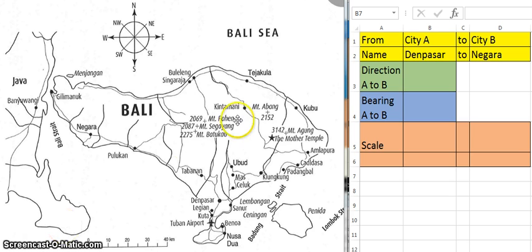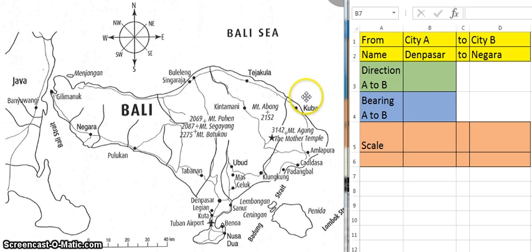So in this task we want to look at two places, Denpasar and Negara. We want to know what is the direction if I was to travel from Denpasar to Negara. Also, what would the bearing be from Denpasar to Negara, and how far would I be travelling if I travelled in a straight line between these two places.